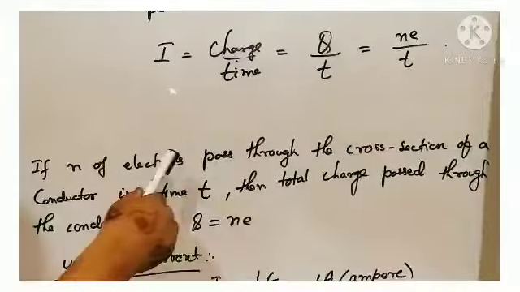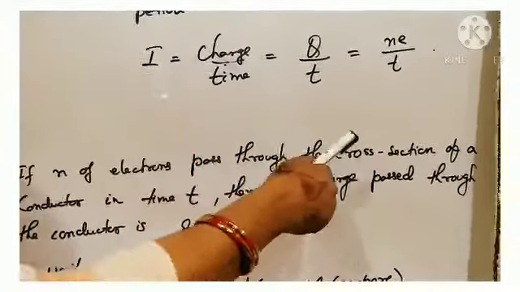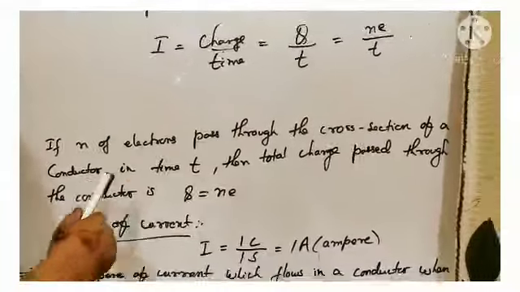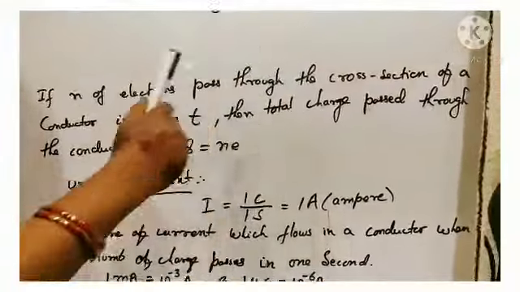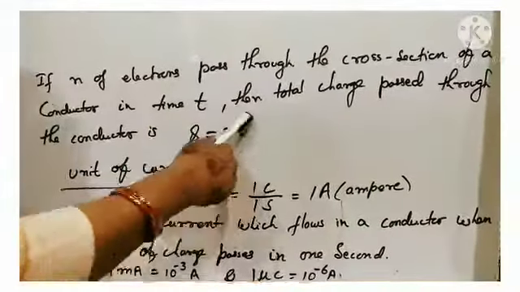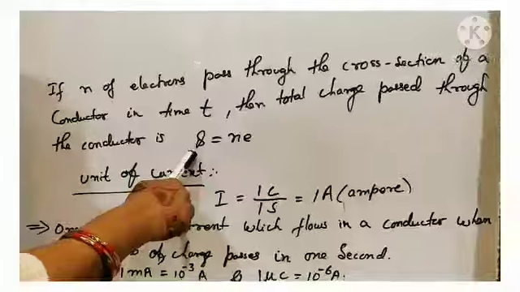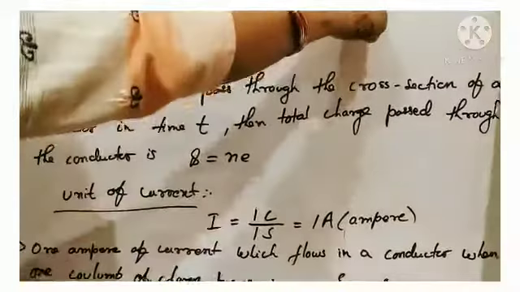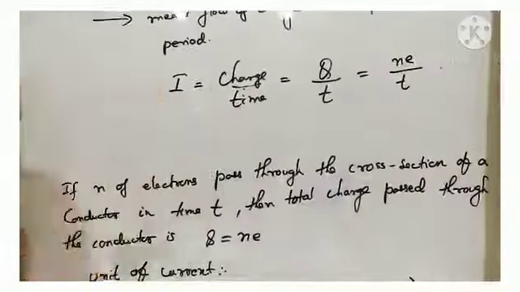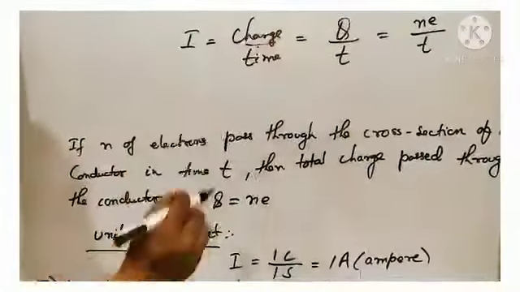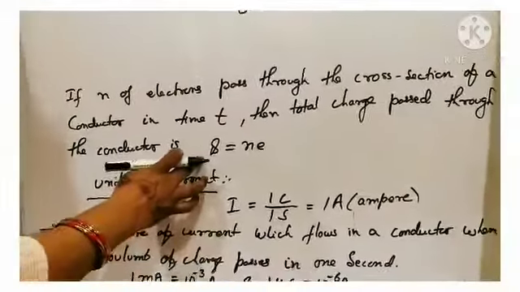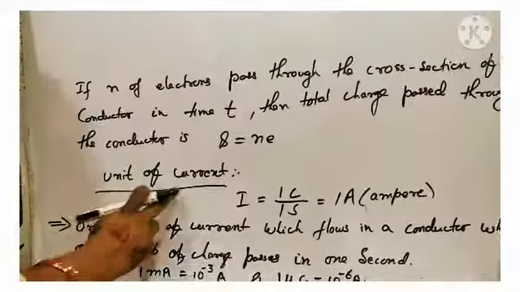If N number of electrons pass through the cross section of a conductor in time T, then the total charge that passes through the conductor is Q equal to N into e. So in place of Q, we can also write N into e by T, and we can find out the current. Now the unit of current.